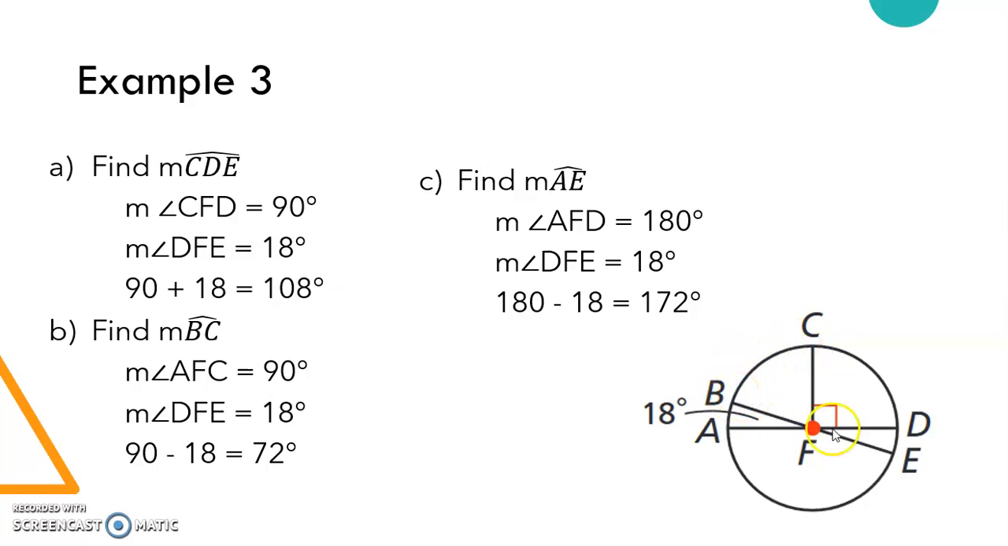Then for AE, which happens to be here, I know that AD is a diameter. And a full circle has 360 degrees. So this half of the circle has 180 degrees. And if this is 18 degrees, then this is 18 degrees. And I can do 180 minus 18 to get 162. So arc AE is 162 degrees. It's time for another check it out question.